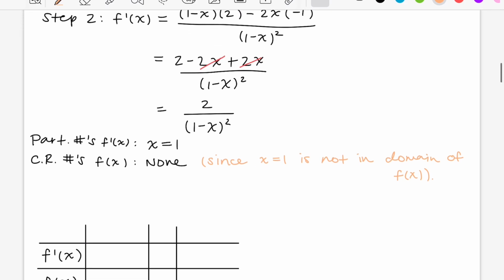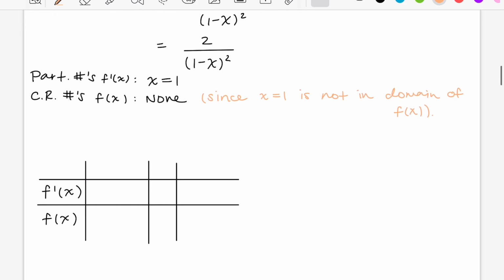Alright. So our partition number here breaks our domain up into these intervals. We'll look at negative infinity up to 1, and then 1 to positive infinity. So what we want to do is construct this sign chart.